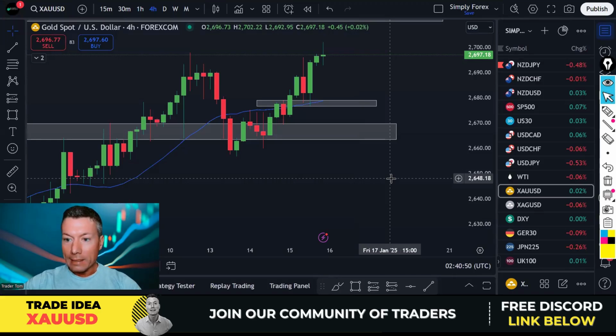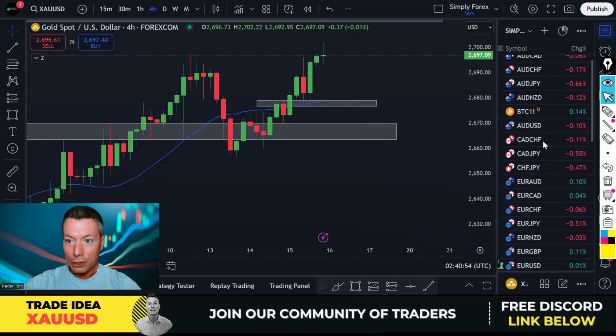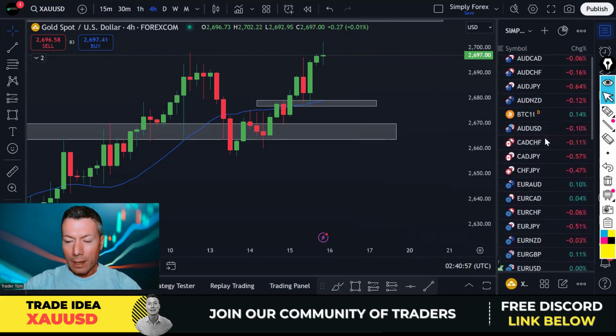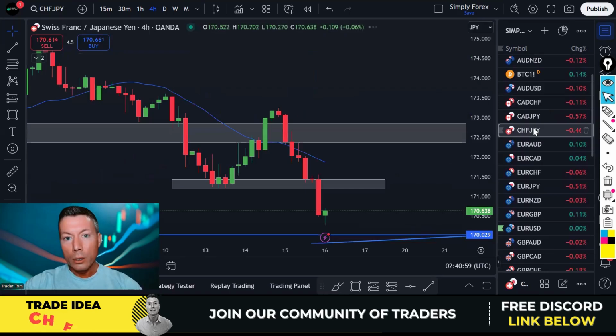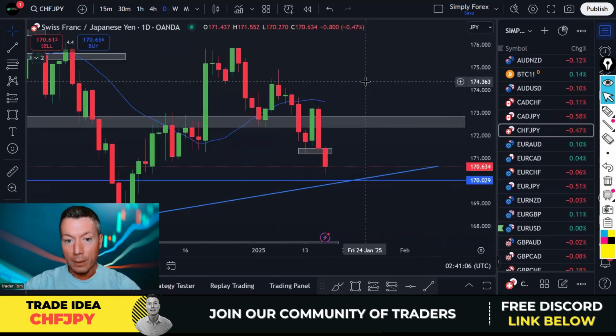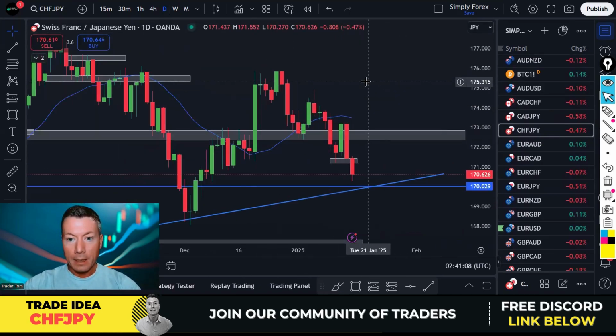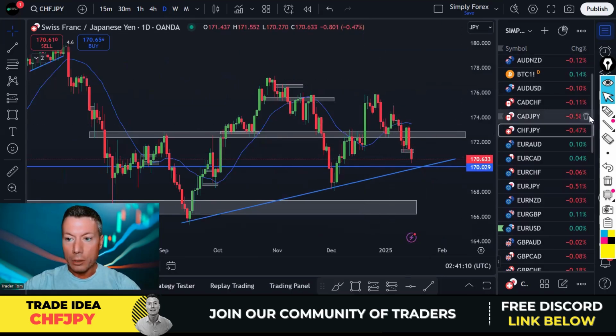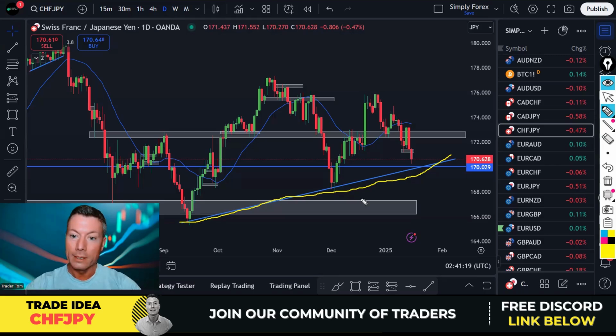Right, what are we looking at next? My next trade idea is Swiss franc Japanese yen. A lot of yen pairs were almost trade ideas, but this one, Swiss franc yen, is the one I prefer the most. Now, if we look at the day chart, I am conscious of this trend line that we're seeing down here. Excuse my lines, it's very difficult to draw diagonal lines on a chart using a mouse.